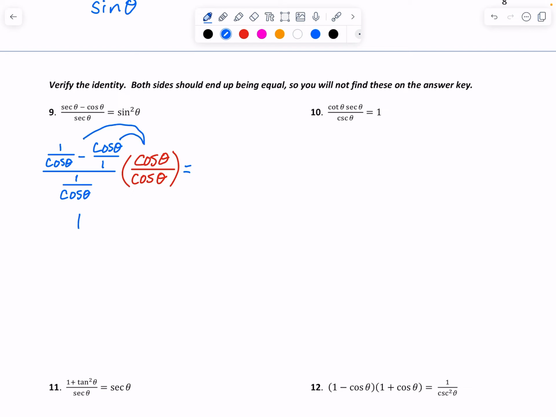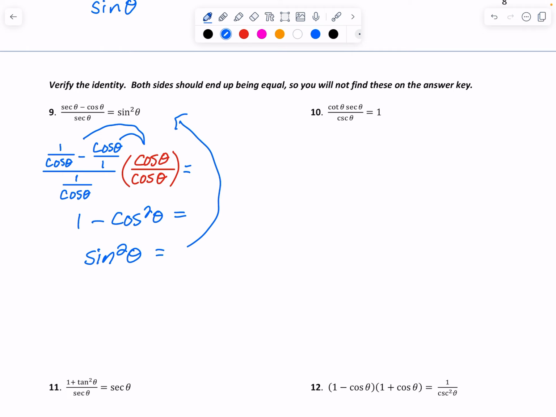The first one gets me a 1, and then I get a minus cosine squared theta. And then on the bottom, notice that it just goes cosine over cosine, which is going to be a 1. 1 minus cosine squared, we know that one by now. That's sine squared theta, and it's equal to the right side. Notice I'm writing the theta every time.